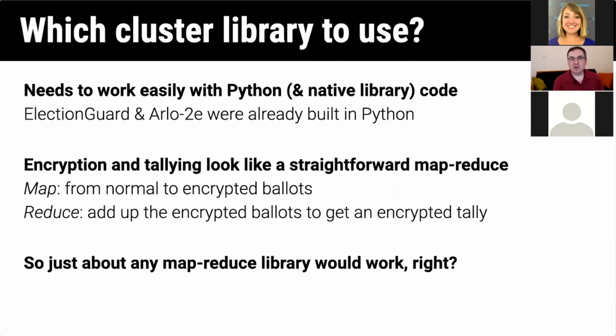So whenever I have two, I'm going to use that additive homomorphism to let me combine the ciphertexts and eventually get down to a total for every single contest, for every single race. So any MapReduce library that understands Python ought to be able to do what I need.